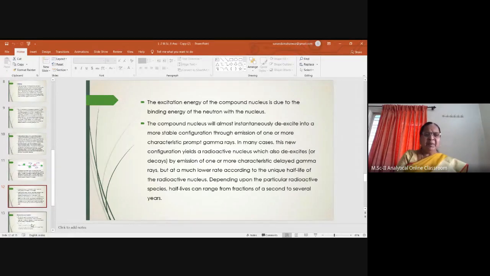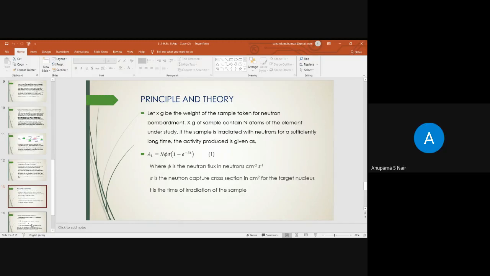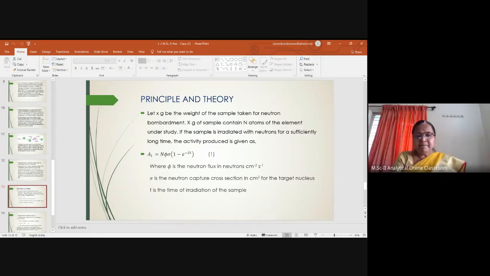That is the principle. Then consider the theory of this, that is how we can actually determine the concentration. Let us consider that. Has everyone understood up to here? Yes, ma'am. Then what difficulty do you have in this?